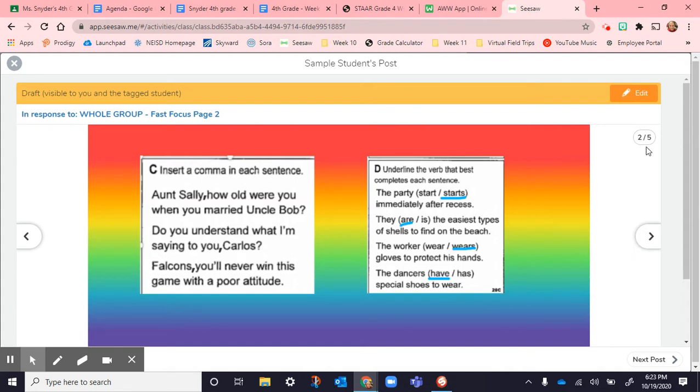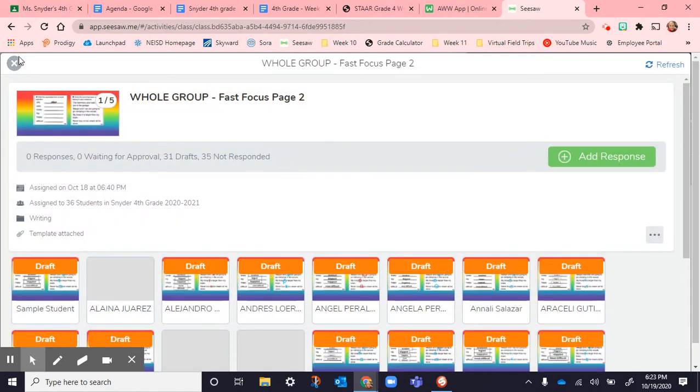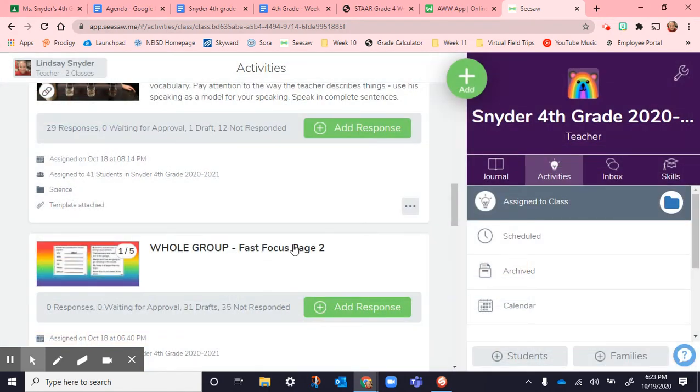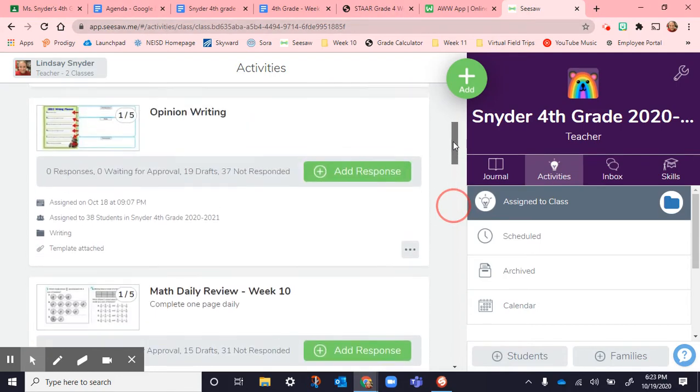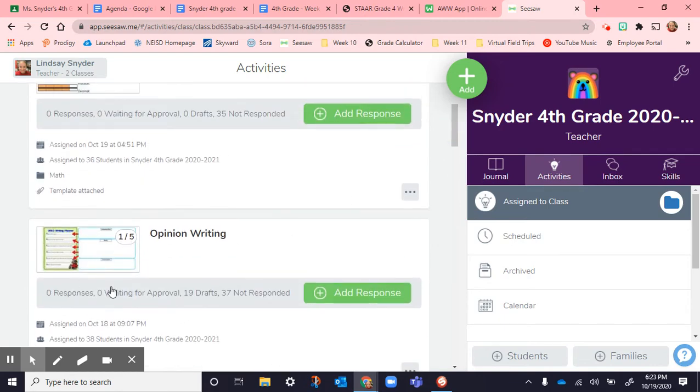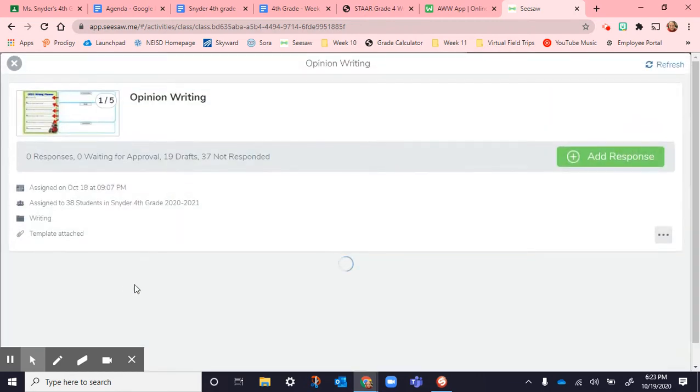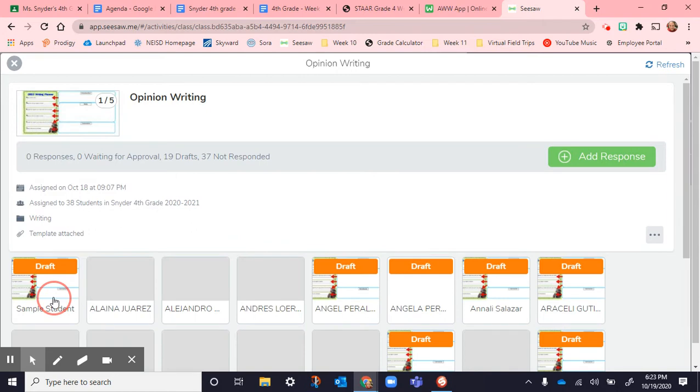So this one has several more pages, so go ahead and hit draft on that, and we're going to continue that throughout the week. So that was what we practiced first. Then we went to opinion writing, and with this one, pull up mine.